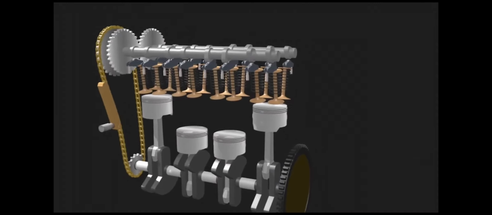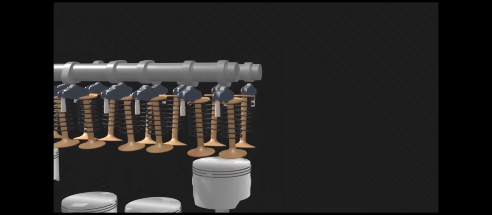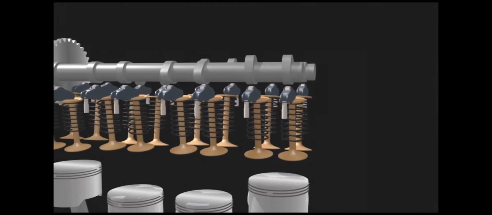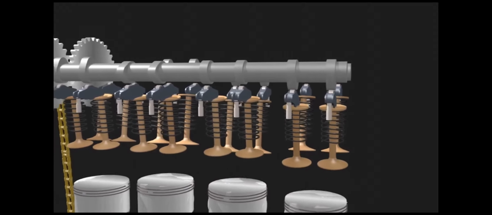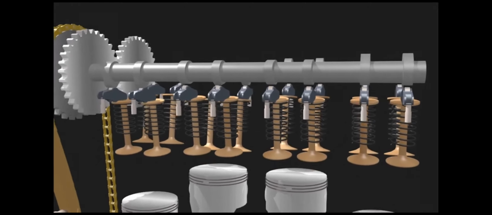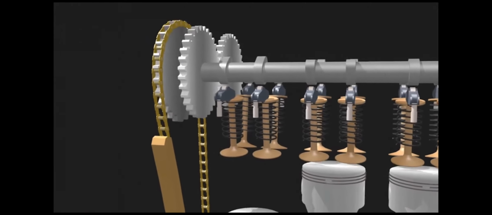When the valve chain expands, the chain will loosen. If the chain is loose, the valve will be late to open. It makes gas distribution to the combustion chamber not optimal.